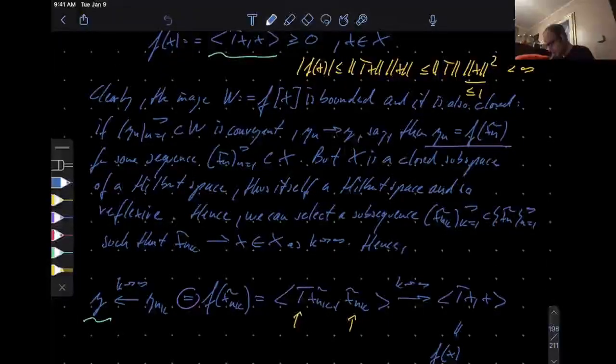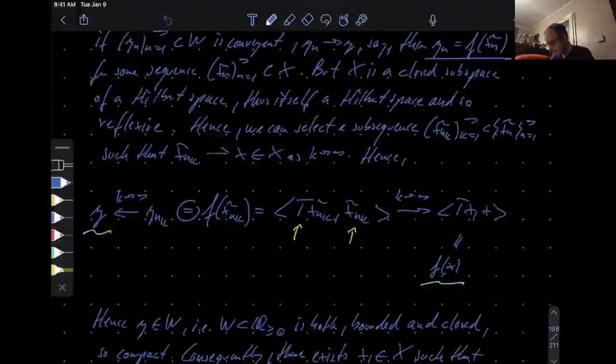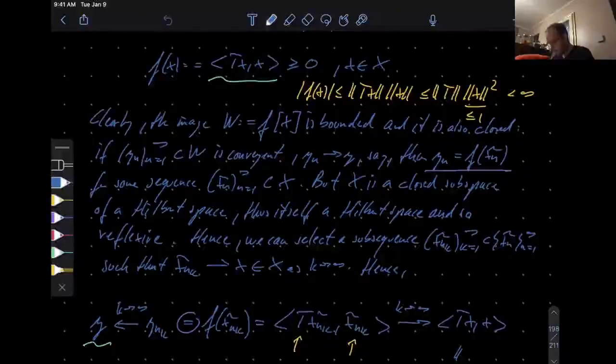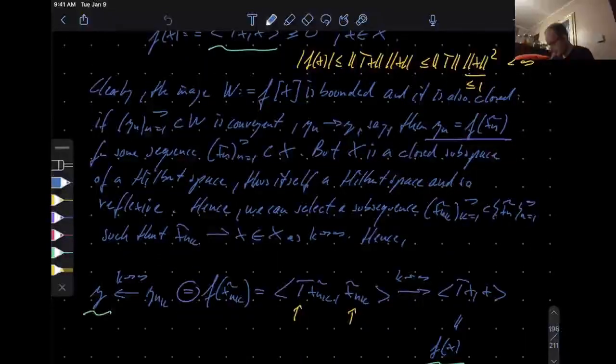Then once you have the weakly convergent sequence, you lift it to norm convergence under the compact map, and using the proposition, the one that I just went over again, you conclude that the space W up there, which is the image of the closed unit ball under the map F up here, is actually both bounded and closed. Hence it is compact because it's a subset of the real line.